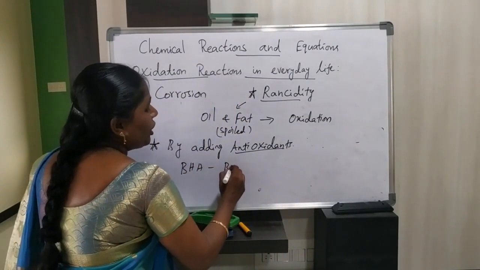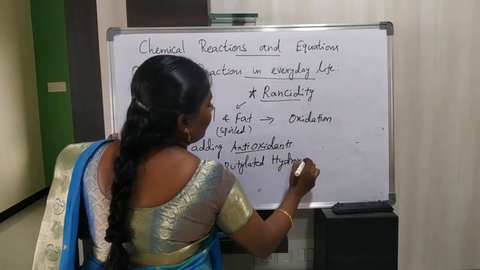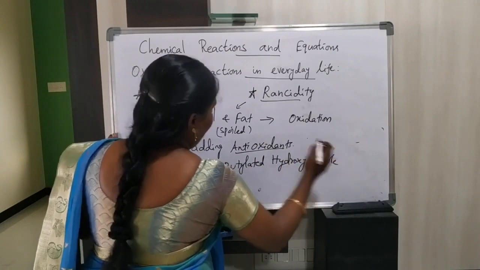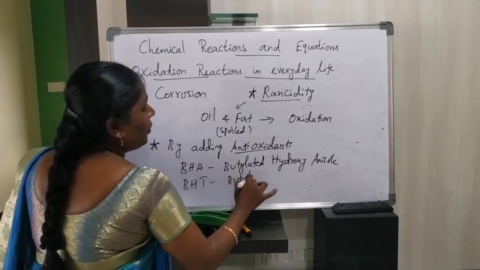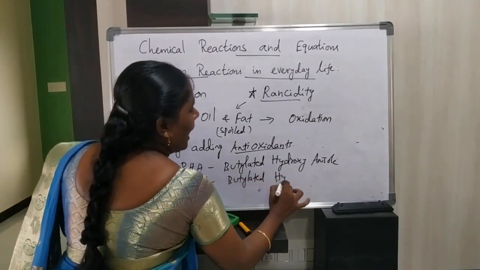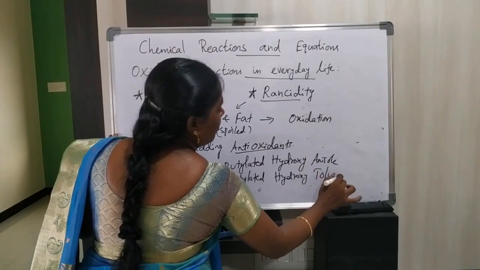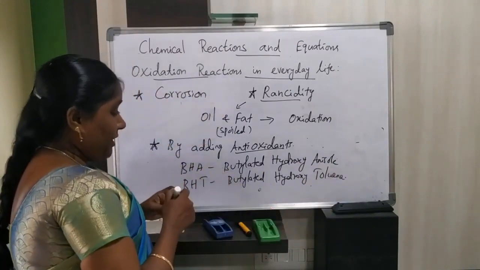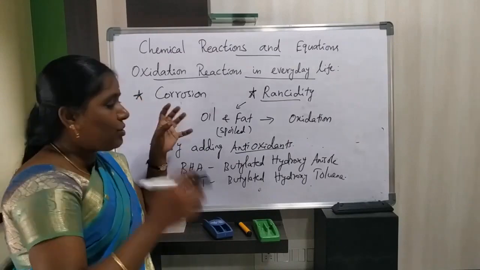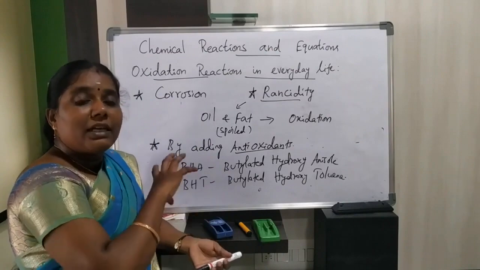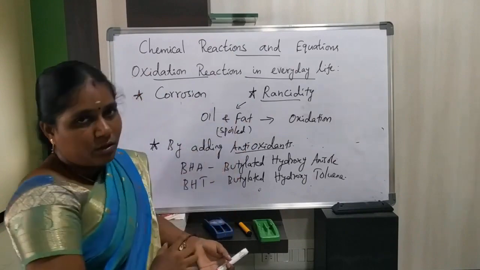See, BHA, this is butylated hydroxyanisole, and BHT, this is butylated hydroxytoluene. These two substances also act as antioxidants. Just now I told you what is meant by antioxidants: a substance which avoids or prevents oxidation is called an antioxidant.